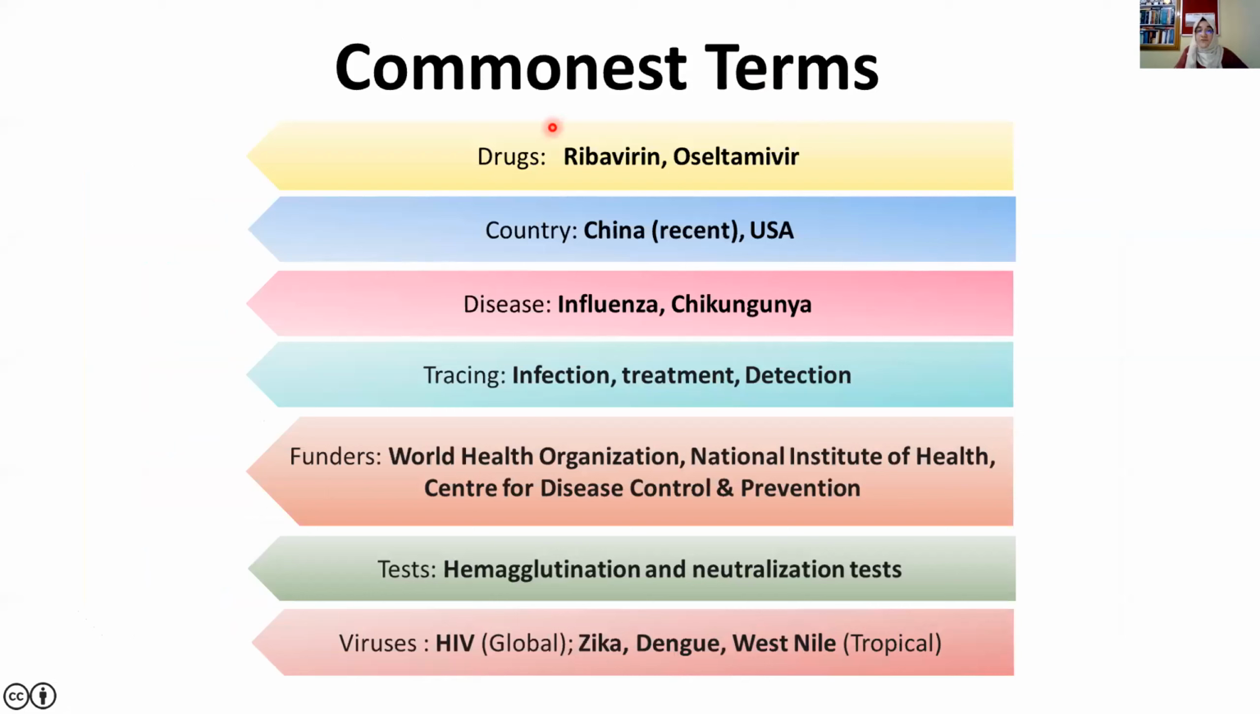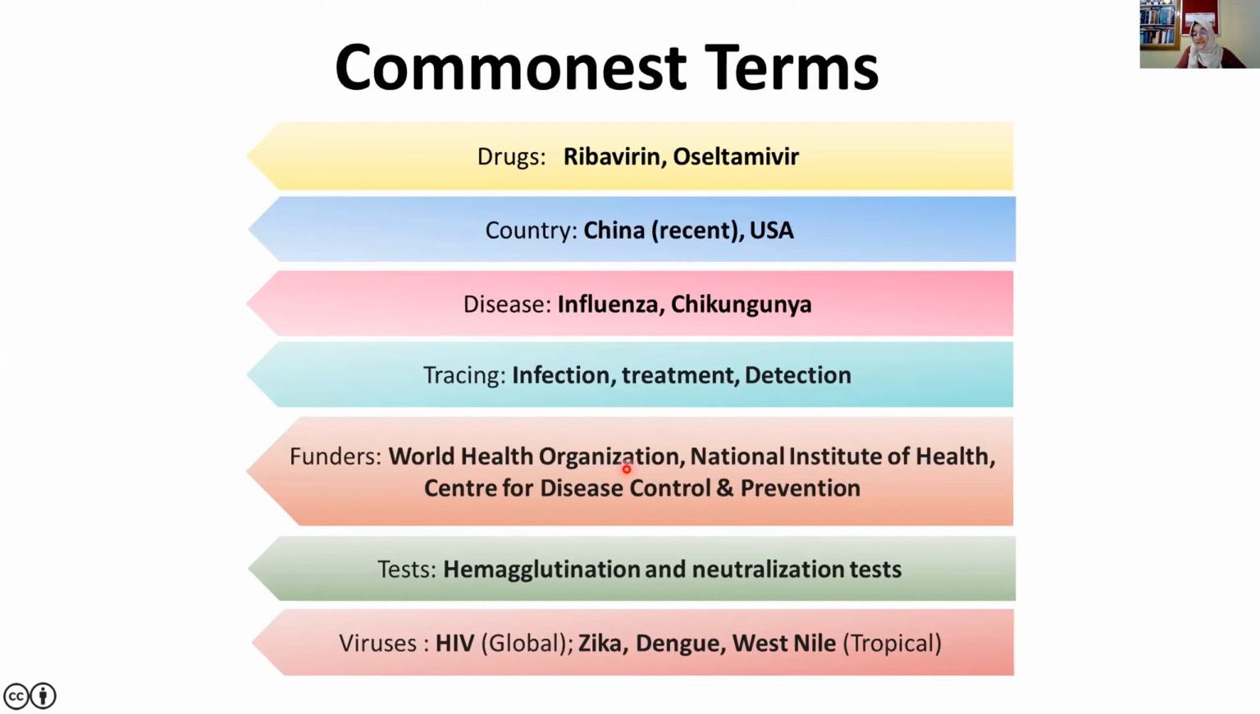For example, drugs like ribavirin and oseltamivir are very commonly used during viral epidemics. Countries like China and USA find their mention often in papers that are published on viral epidemics. Diseases like influenza, chikungunya also find their mention quite often. For the testing and tracing part, infection, treatment, and detection are the terms that are very frequently found.